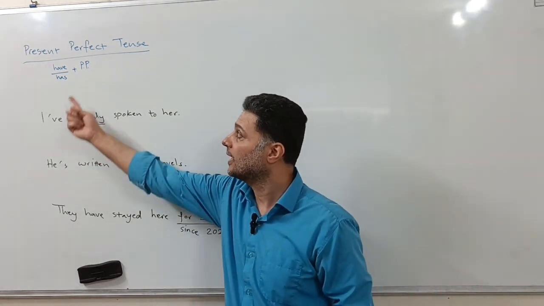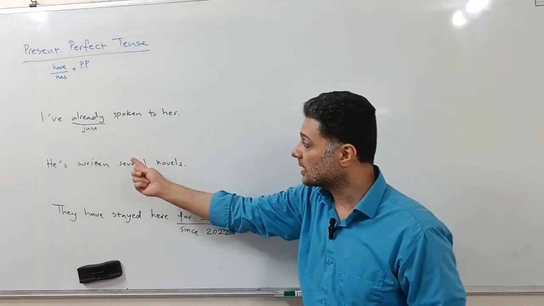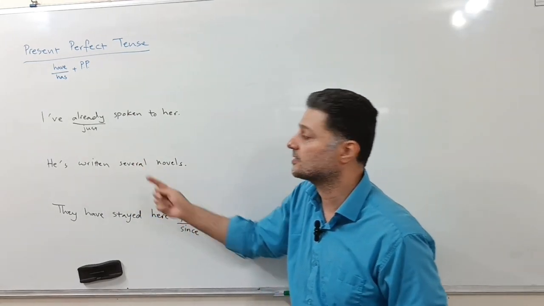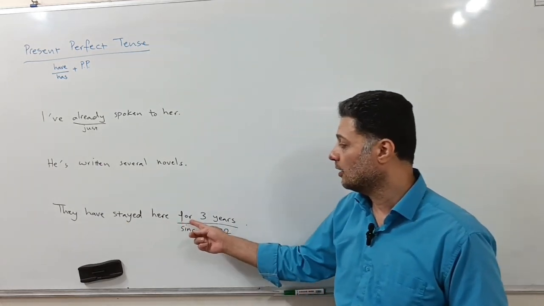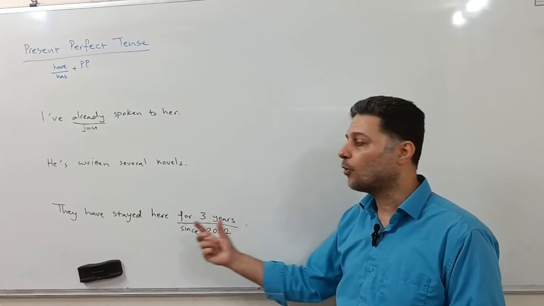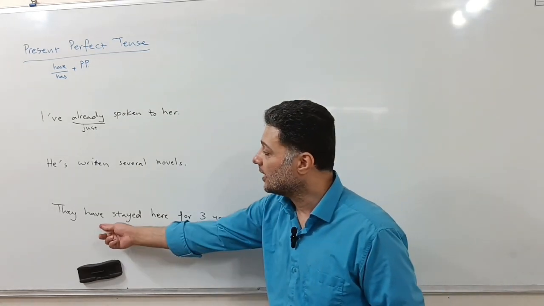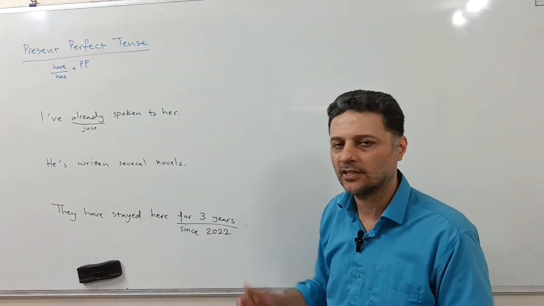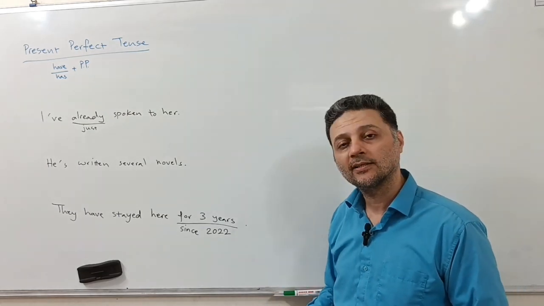Sometimes they come between have or has and the PP form, as you have seen in this first example. Sometimes you see them near the end of the sentence, right? Like several or many, like he's written several novels or many English novels, all right? Or they have stayed here for 3 years, for then a period of time, 3 years, for a decade, for 20 years, right? Or they've stayed here or lived here, for example, or resided here in this town or this country since 2022. Since 2022.